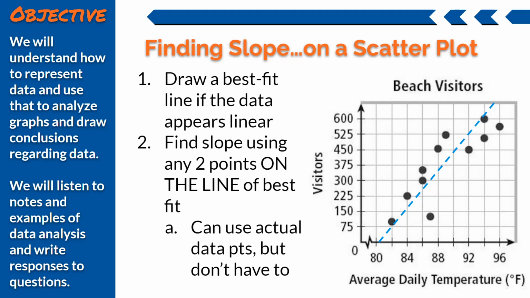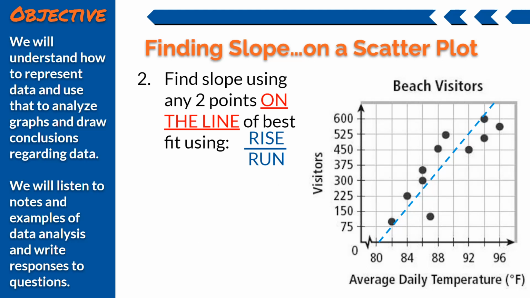Some of them kind of touch the line, but most of them are not on my trend line. And it says to find the slope using any 2 points on the line of best fit. So I can use actual data points if they're on my line, but I don't have to. For example, would I want to use that point I just highlighted in green right here? Probably not, because it's not really on my line. It's really close to the line, but it's not on the line. Same thing with this point up here. In fact, if I used those 2 points, I would be finding the slope of a line that is close, but not the same as my trend line. So it's important that you choose points on your line.